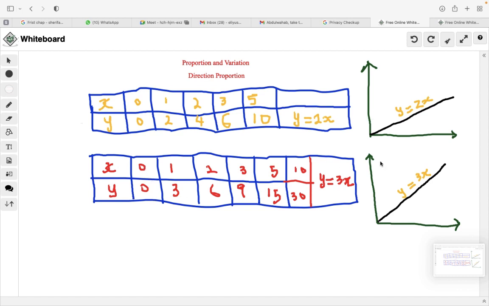Likewise, this second one is a graph of y equals 3x. You can see here when x is 0, y is 0; x is 1, y is 3. So 3 times 1 is 3. Here 3 times 2 is 6. Here 3 times 3 is 9. Here 3 times 5 is 15. Here 3 times 10 is 30. So you can see the function y equals 3x is the function for this proportion. So this is a direct proportion or direct variation.